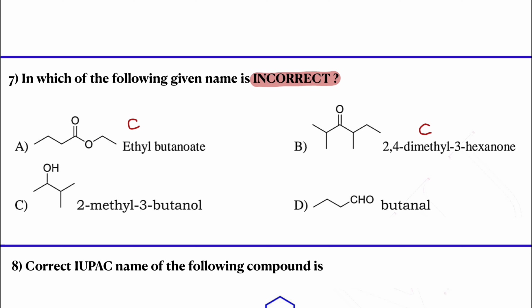And the next one, numbering must be from the left side, 1 2 3 4. The correct name will be 3 methyl. It should be 3 methyl because alcohol is the secondary suffix, methyl is the secondary prefix, and the suffix gets more priority. This is the correct number, but here they are saying 2 methyl 3 butanol, they gave wrong numbering, therefore it is incorrect. And the fourth option, this is butanol, this is correct, but he is asking for the incorrect one. Therefore the correct answer will be C, because C is incorrect and he is asking for the incorrect option.